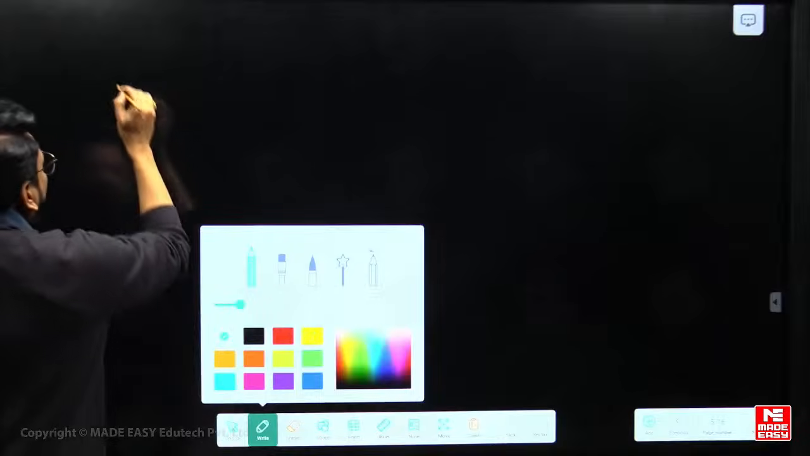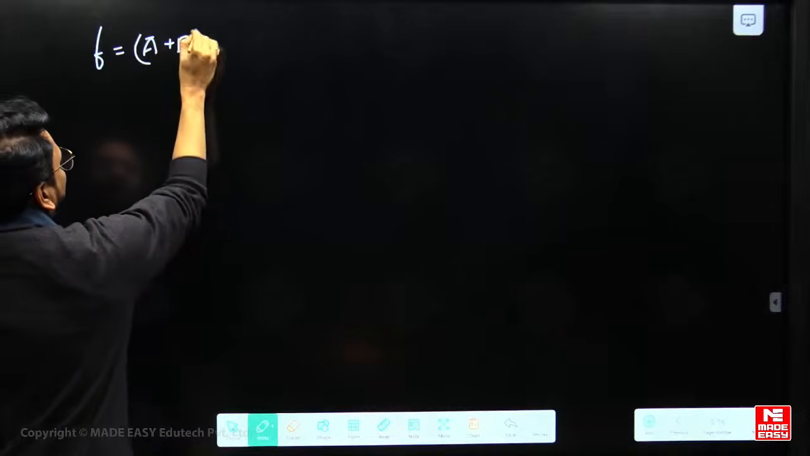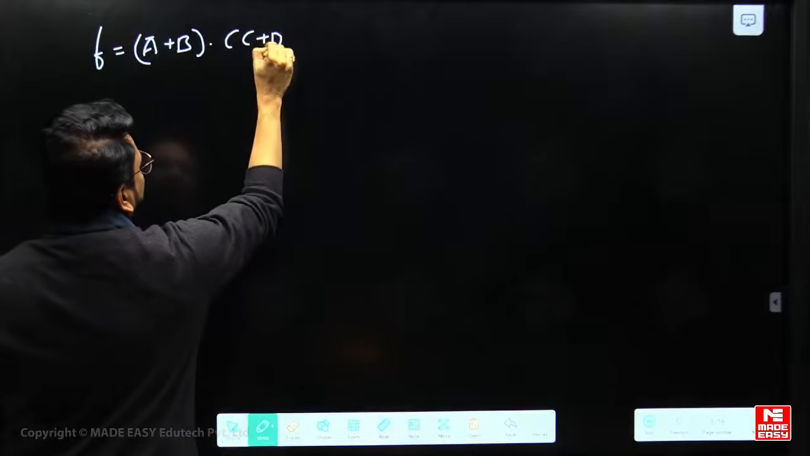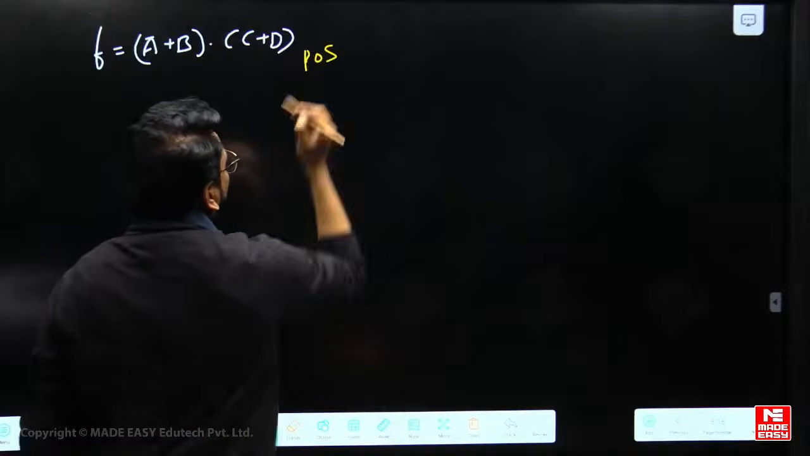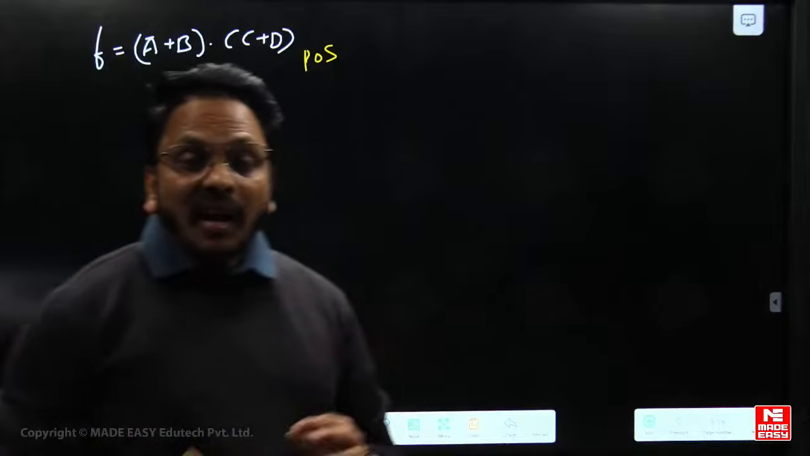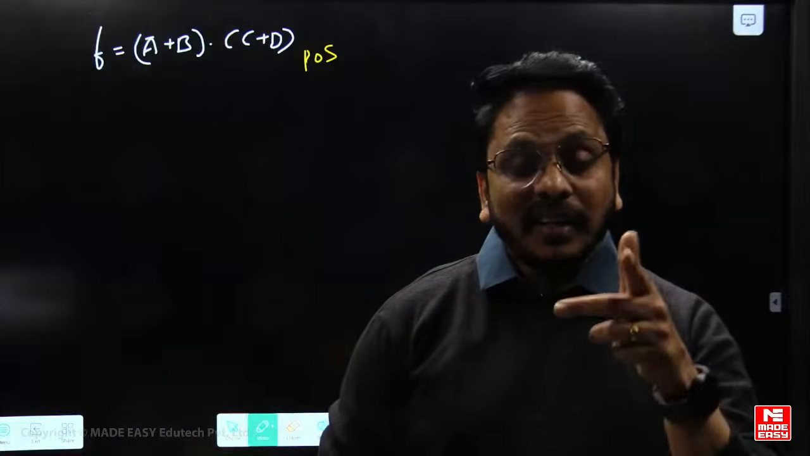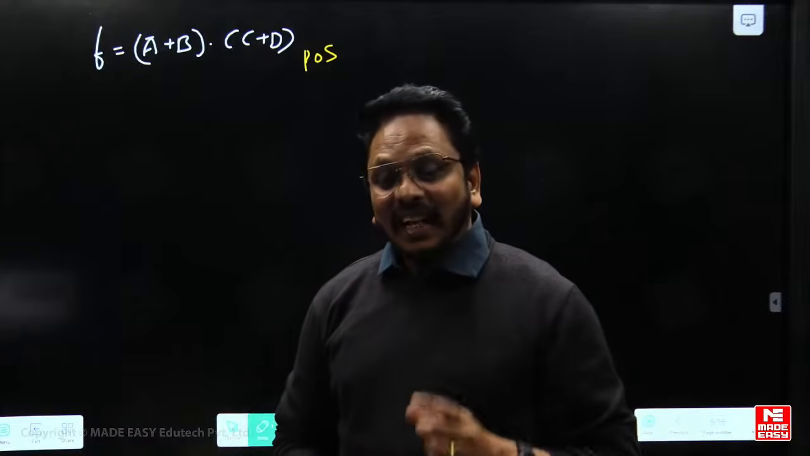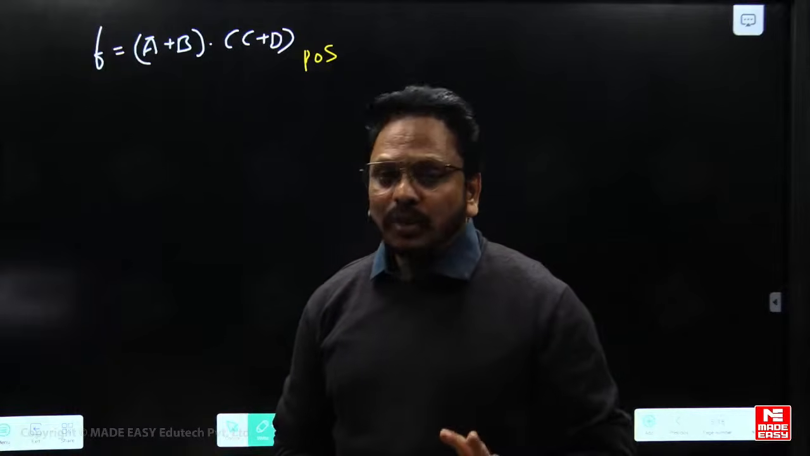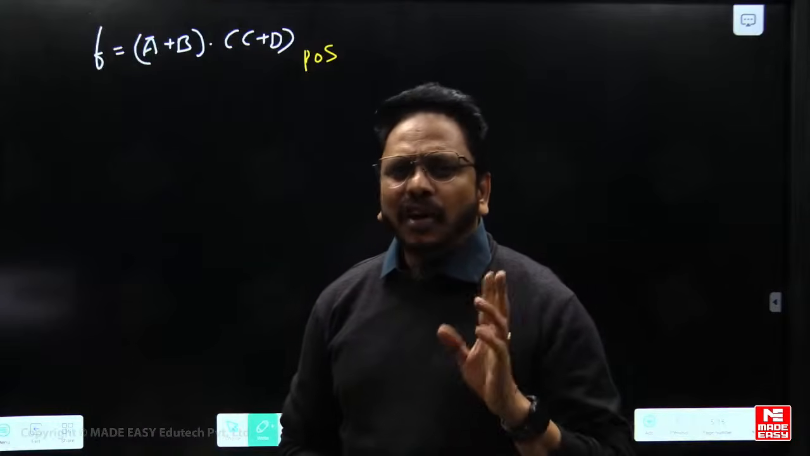See, for example, there is an expression F = (A' + B) . (C + D). It is POS form. For POS forms, we can't directly apply the step of bar karo, inner bar expand karo. For that, what must be done is to first convert it into the form of SOP.